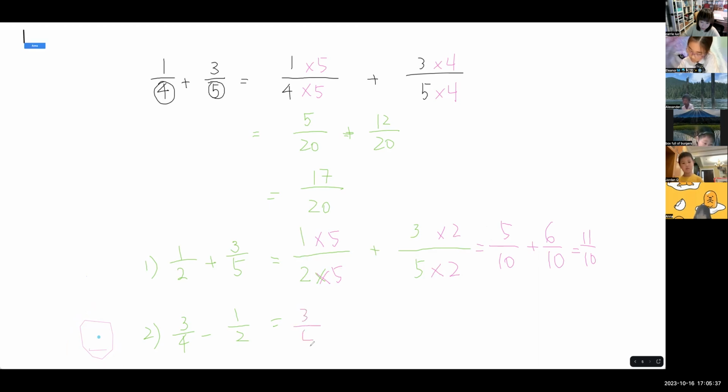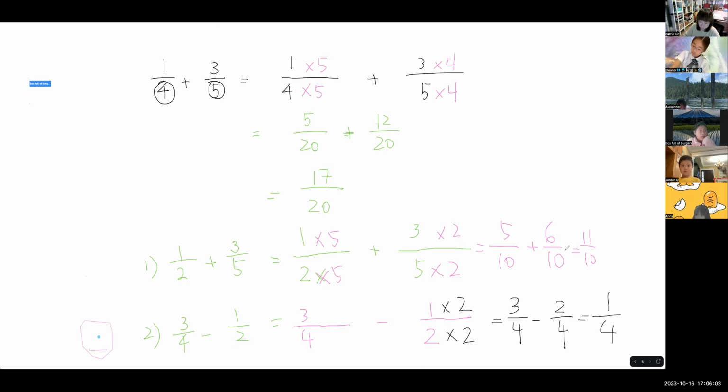So we have 3/4 minus 1/2. For this one, if you take a proper look, we don't have to do much, because in order to make 4 and 2 the same, I only need to times 2. Both sides are the same. You just times 2, right? So 3/4 minus 2/4 equals 1/4. Get it, boys and girls?